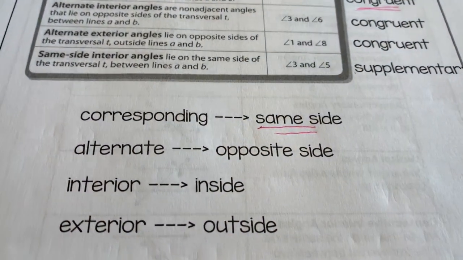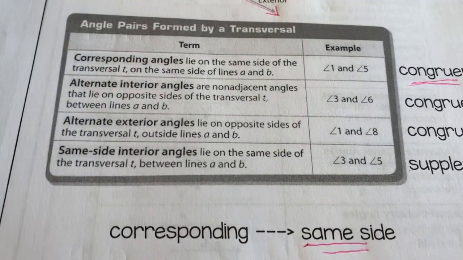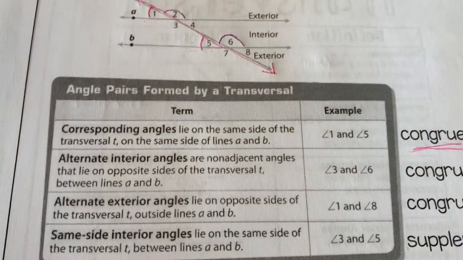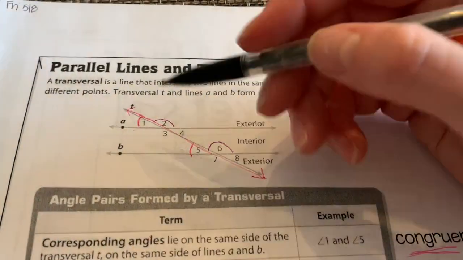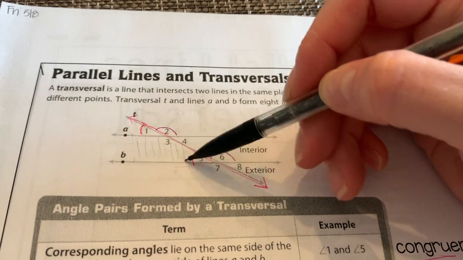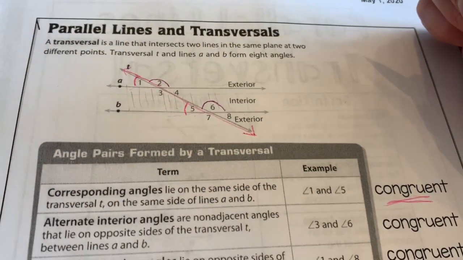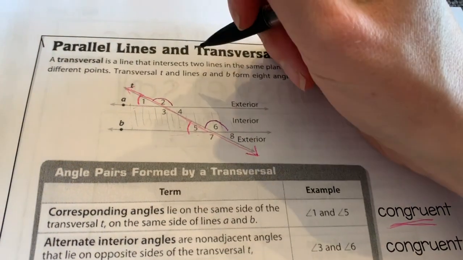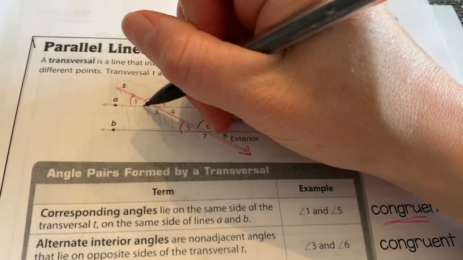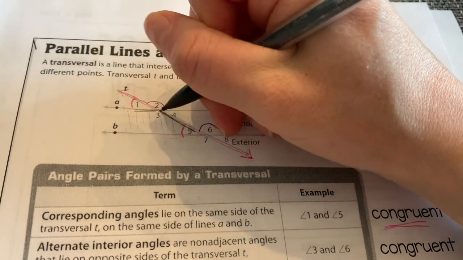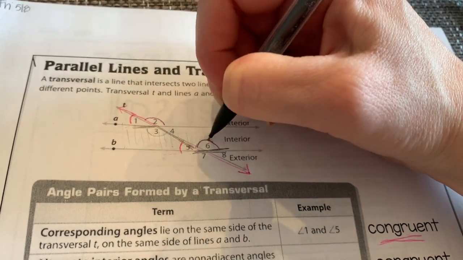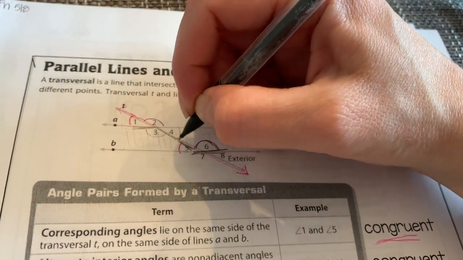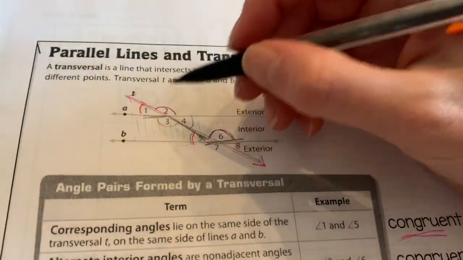Then we have the word alternate. When you see the word alternate in any of these names, it means that they're on the opposite side. So the first one we have are alternate interior angles. Interior is referring to inside the two parallel lines. So alternate interior means that they're inside and they're on opposite sides. Alternate interior angles are equal. They make a Z shape like this. Okay, so the alternate interior angles here would be 3 and 6 and 4 and 5. And they are also congruent. Alternate interior angles are congruent.